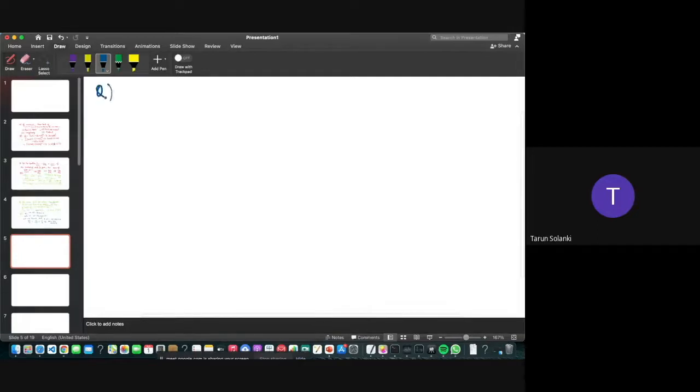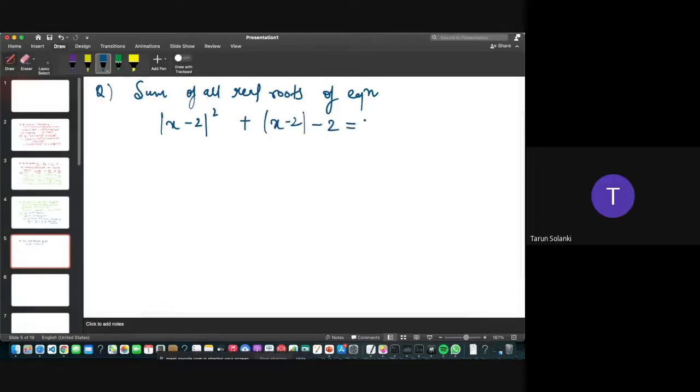Next question, like sum of all real roots, sum of all real roots of the equation given, mod of x minus 2 whole square plus mod of x minus 2 minus 2 is equals to 0. So option 1 is 0, option 2 is 8, option 3 is 4, and the 4th option is none of these.